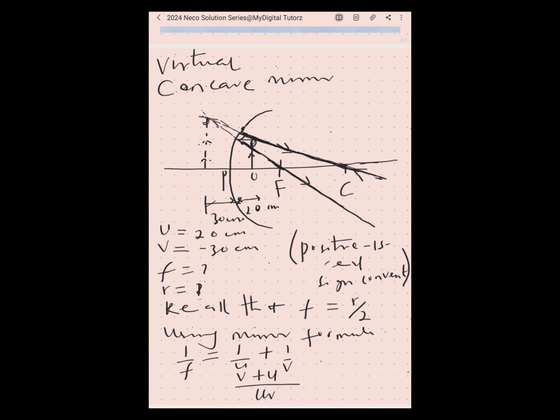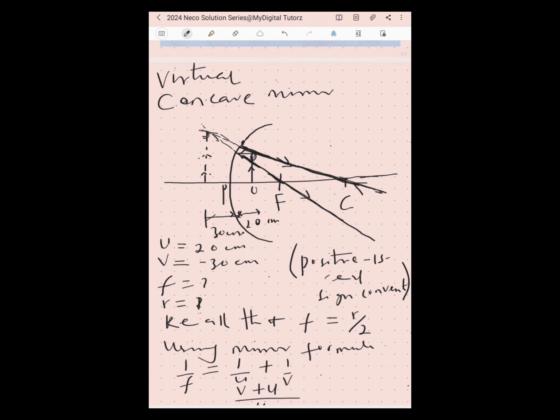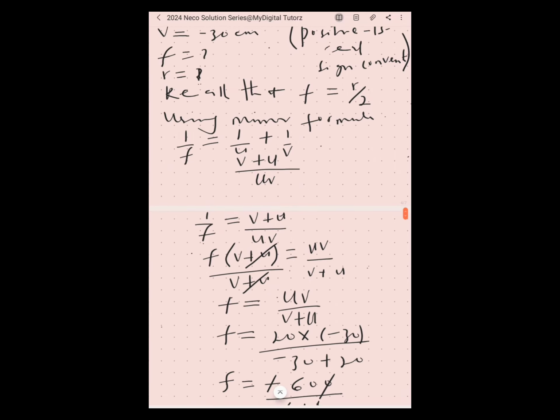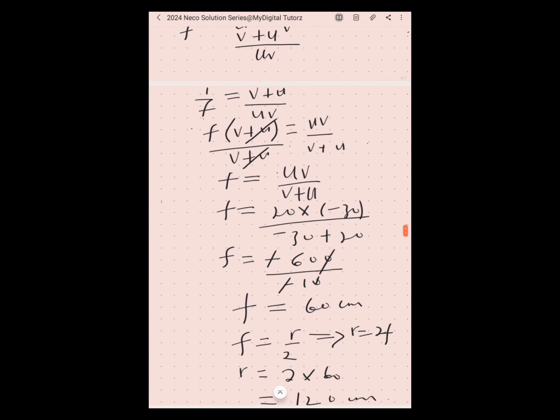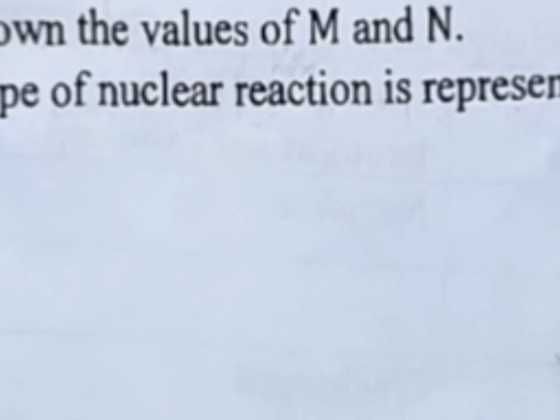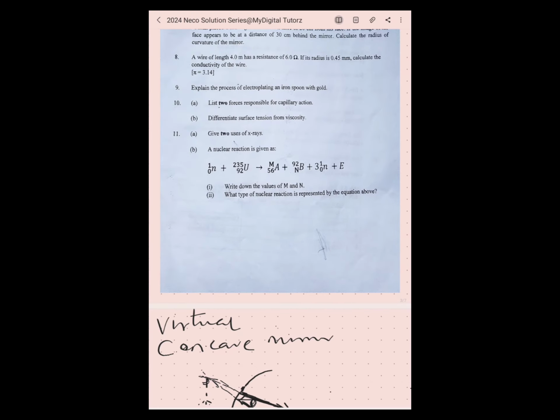So when you have identified these two facts, virtual image and concave mirror, you'll be able to deduce that, using the sign convention, positive is real. For a virtual image, the distance of the image is negative, and the distance of the object is positive, and the focal length of a concave mirror is also what? Positive. You can get that from the fact that at the end of our answer here, we have our focal length to be what? Positive 60 centimeters. Are we clear? So that is for the question. Moving on to question number 8.